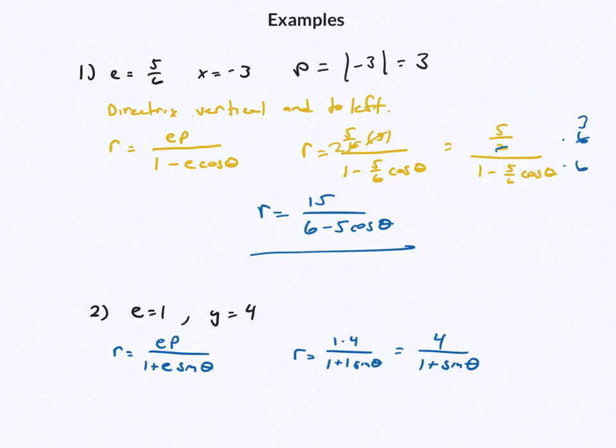Welcome back. So on this particular problem, e was 1, and the key thing here was y equals 4. So that tells me that we are dealing with a horizontal directrix, and it is above the focus, so it's above the pole. So in this case, the form we're going to use is r equals ep over 1 plus e sine theta. I'll replace the e's with 1. p is equal to 4. And so I get 1 times 4 over 1 plus 1 sine theta, or r equals 4 over 1 plus sine theta. And that would be the equation for that particular conic.